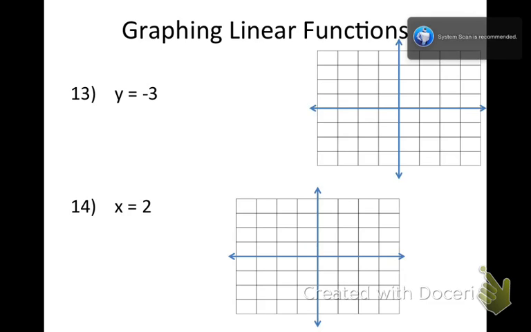y equals negative 3. What is that? That's technically my y-intercept. If it's y equals negative 3, that's my y-intercept. So I'm going to go to y equals negative 3. There's my y-intercept right there. That's like saying the coordinate 0, negative 3. Okay. Now, what type of line am I going to get there?